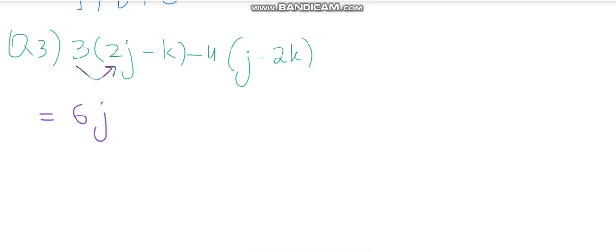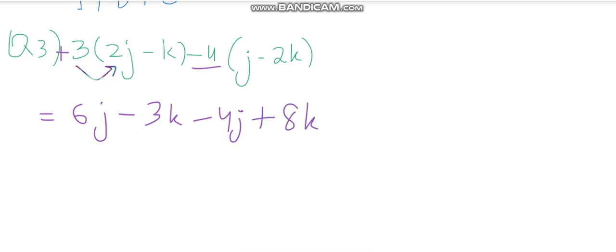Now, I'm not going to worry about the signs in solving this bracket because the sign outside is positive. So when we have a positive sign outside, the signs that are inside do not change. But in the next step, the signs are going to change because we have a negative sign. So 3 twos are 6j, and j will remain the same, plus 3 twos are 6j, minus 3k, and minus 4j, and minus minus becomes plus, and 4 twos are 8k.